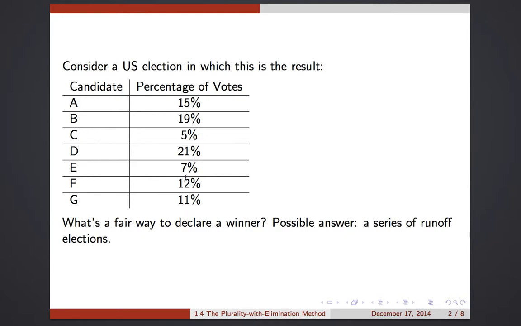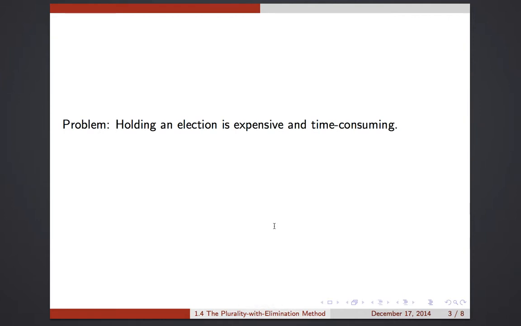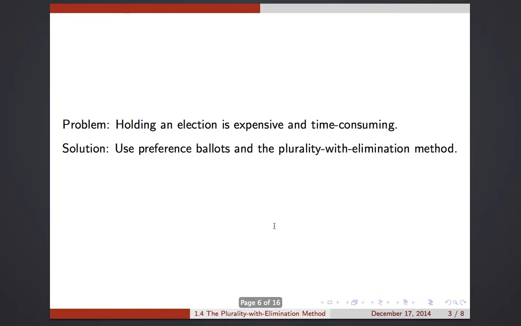However, what I just described to you is very expensive and time-consuming and inefficient. Imagine actually trying to do this for every mayoral race, city council race, governor race, even presidential race. It would be a nightmare. So in an ideal world in which everybody has time and the money to do this, it might work. But in reality, this would be a terrible way to do things. Holding runoff elections, and especially a bunch of them, is expensive and time-consuming.